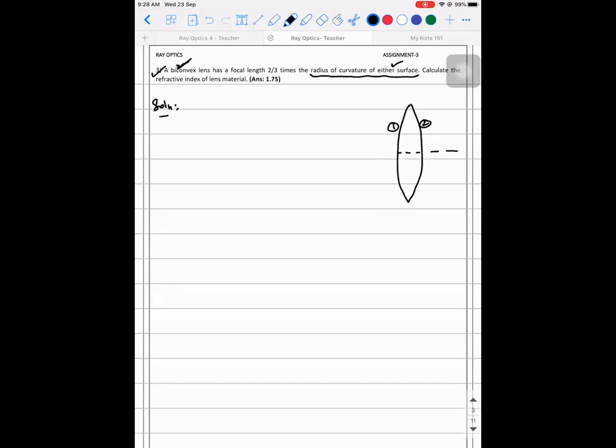So who can tell me the data? Focal length, how do I write it? It is 2 by 3 times R. Now the question is, should I take the focal length as positive or negative? Biconvex, convex lens, focal length is positive. So this is positive, no doubt in it.